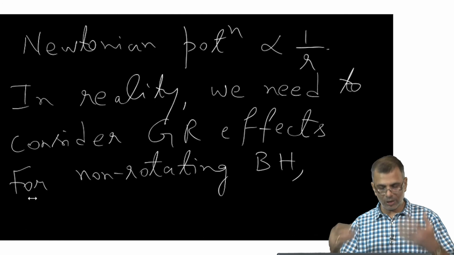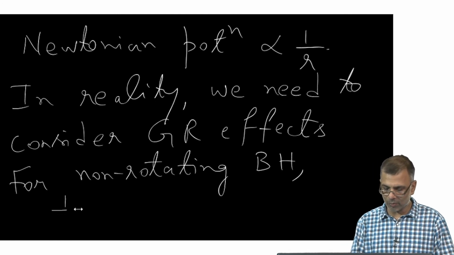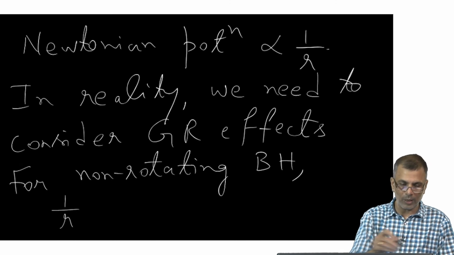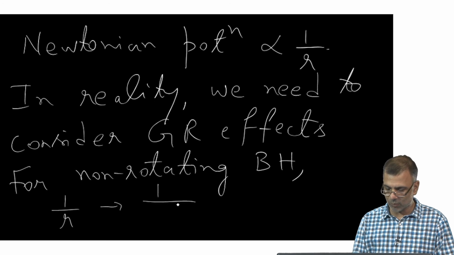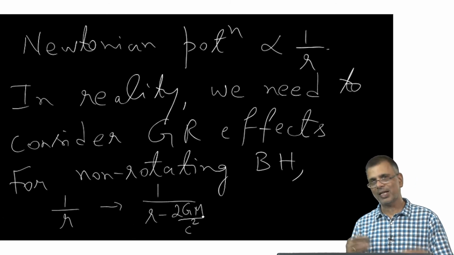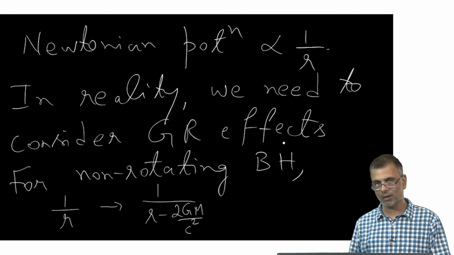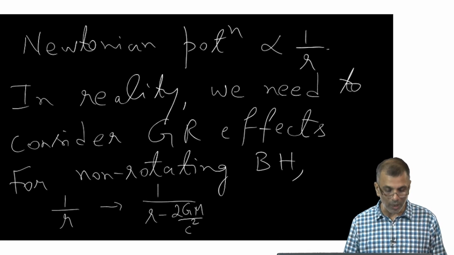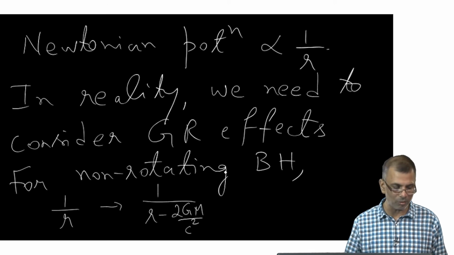In order to mimic general relativistic effects, it's sufficient to replace the 1 over r potential that we've been using all throughout, this kind of potential, with a potential that goes as 1 over (r minus 2GM over c squared). That mimics the general relativistic effects to a satisfactory extent. I don't have time to go into why this is so. This is what's called a pseudo-Newtonian potential.